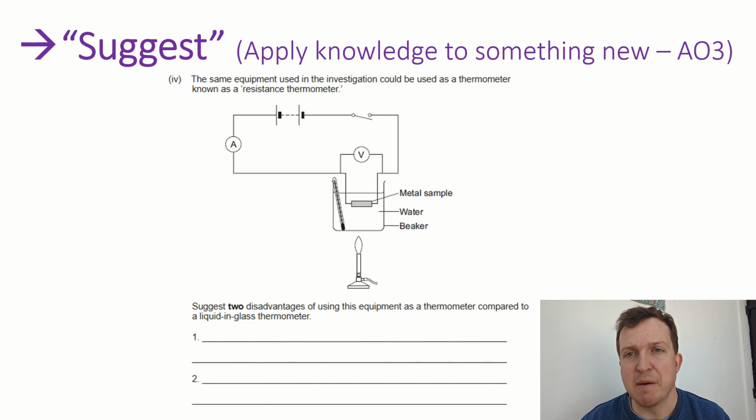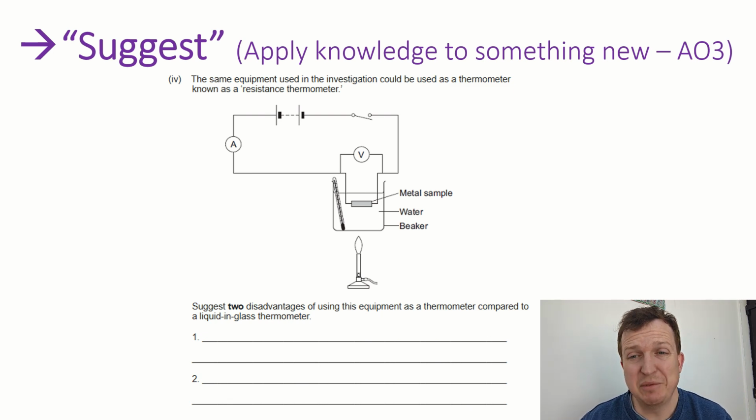Another one might be, this question is part of a bigger question to do with making a sort of circuit involving a thermistor and a Bunsen burner. We don't need that for this question. The question just talks about, it could be used as a thermometer, suggest 2 disadvantages of using this equipment compared to a regular liquid in glass thermometer. That means just ones you find in a science lab.